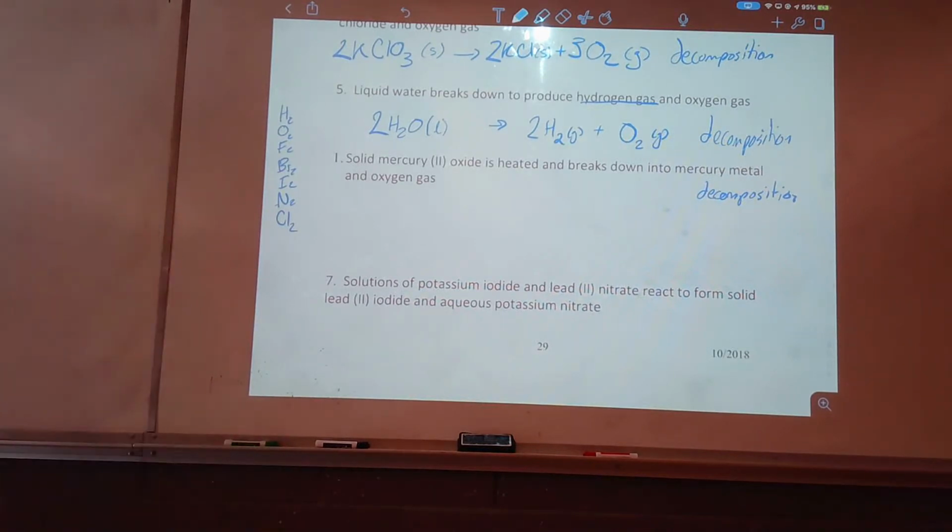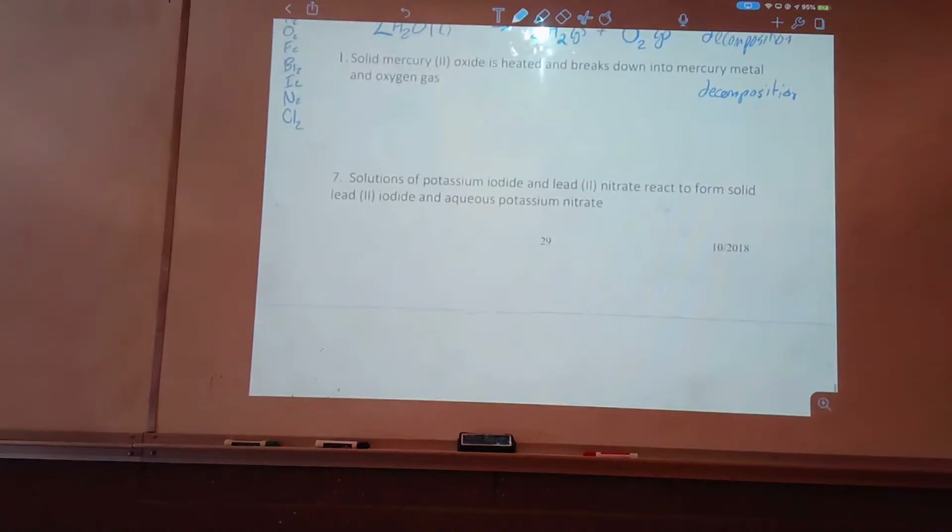Okay, so we have 5 minutes left, so let's go through a couple of these, just so we have them up on the board. So solid mercury 2 oxide. It'll be Hg 2 plus, O 2 minus. So I see they're matched. Get rid of the symbols. It is heated and breaks down to form mercury metal plus oxygen gas.